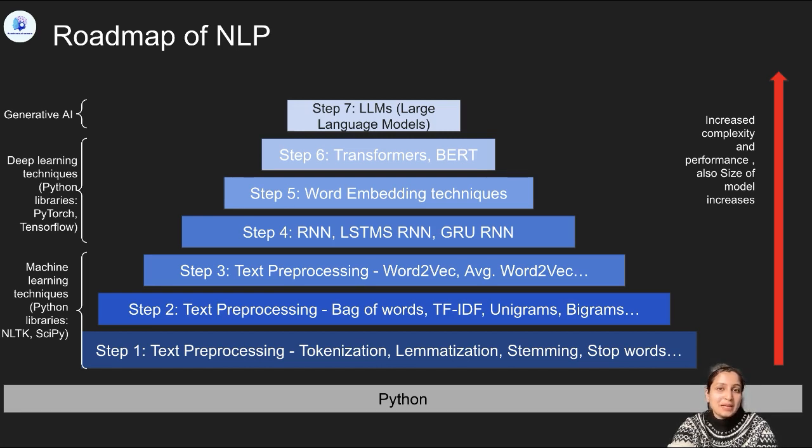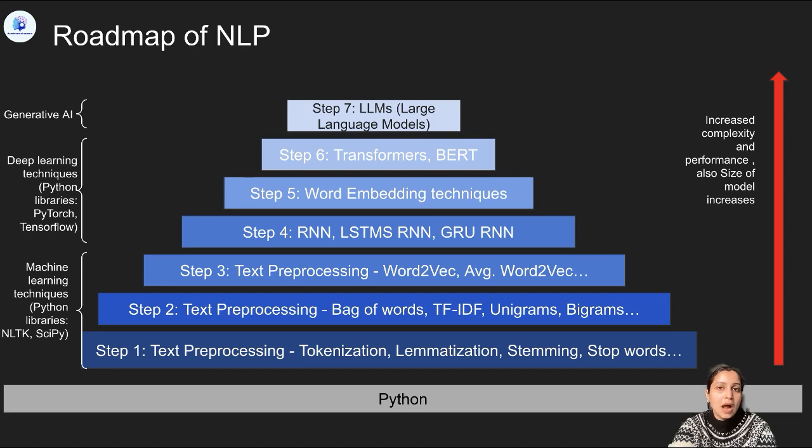Now, even more complex techniques lead to step 3, which is Word2Vec, average Word2Vec. These again aim at converting the text to vectors, and they also work better than step 2 techniques or step 1 techniques.